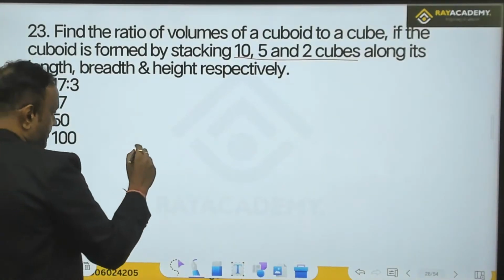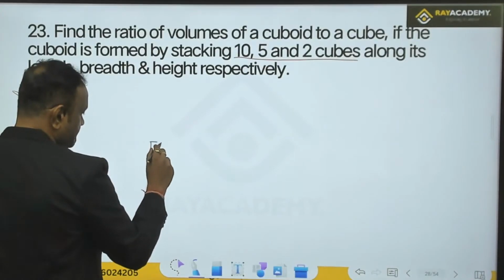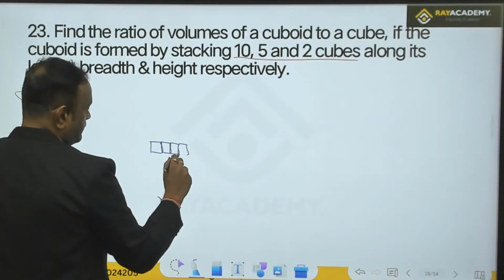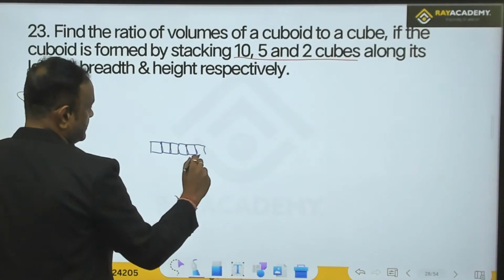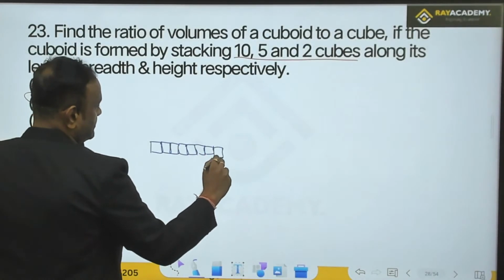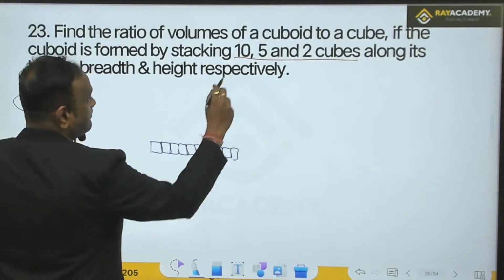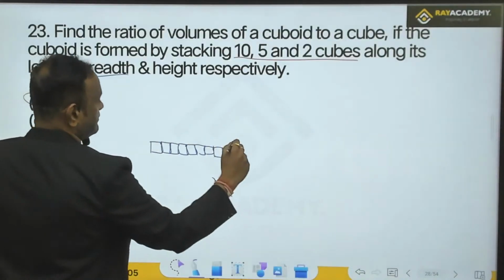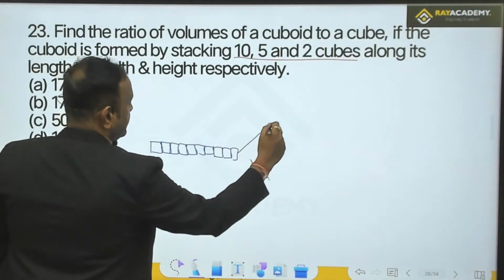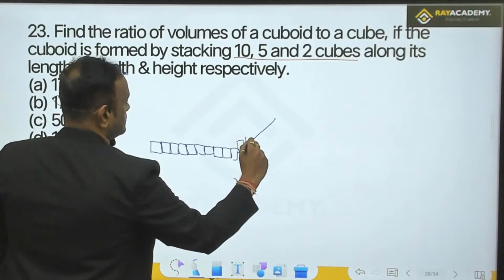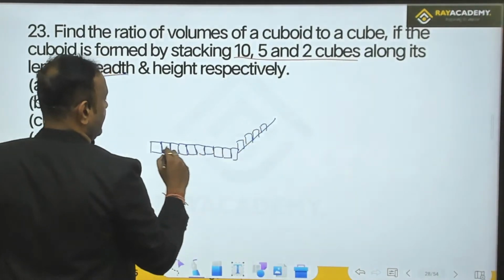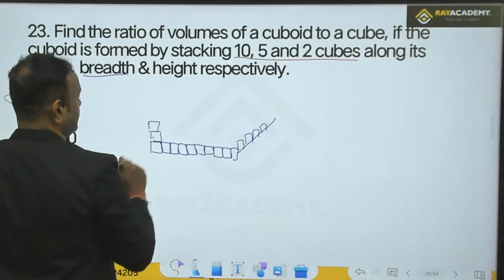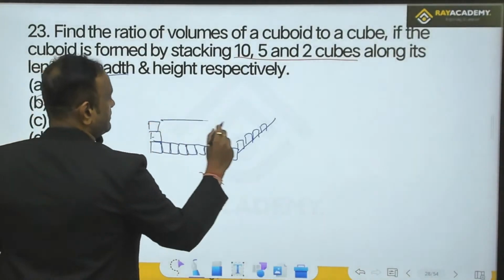That means simply look, we place 10 cubes along the length like this: 1, 2, 3, 4, 5, 6, 7, 8, 9, 10. And 5 cubes along the breadth. So something like this, placed side by side, and along the height there will be 2 cubes, like this. So the complete thing will look like this.